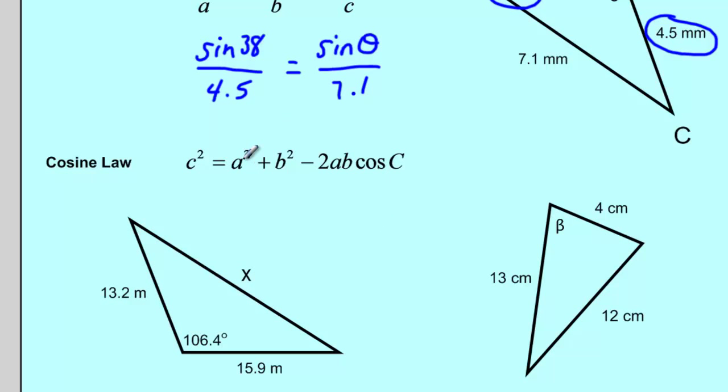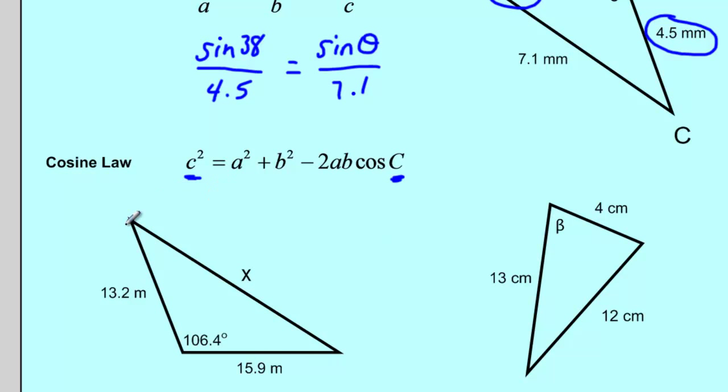Now, it's important to realize that whatever side here, which is side C, this is a corresponding side to the angle that we're taking the cosine of. Those two things are corresponding always. So if you're given side C in the question, then you're probably going to be looking for angle C. But it's important that those two things are corresponding.